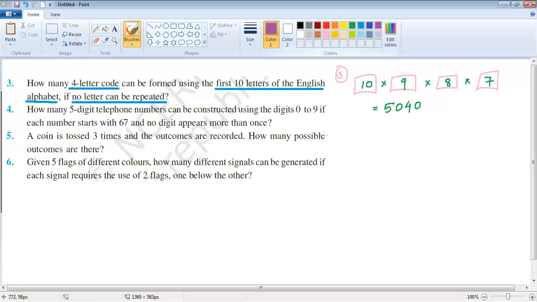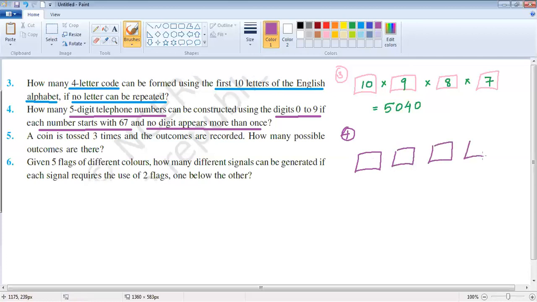Now look at question number 4. How many 5-digit telephone numbers can be constructed using the digits 0 to 9 if each number starts with 67 and no digit appears more than once? So step by step, we need a 5-digit telephone number: 1, 2, 3, 4, 5.